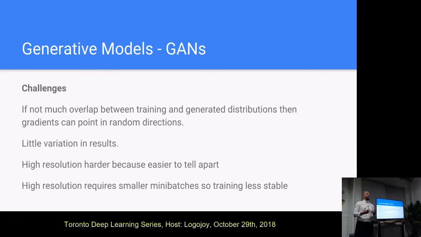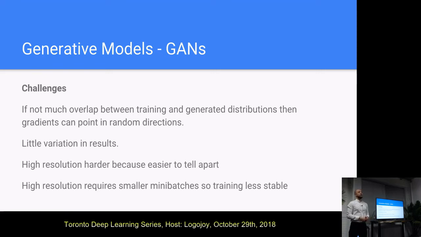The authors identify that there's 4 main challenges in GAN training. I've talked about this a bit, but it's a really important one. If there's not much overlap between the training and generated distributions, then gradients can point in random directions, which means that it's hard for the generator to learn. Second problem is that the generated results, when learning does happen, can often exhibit very little variation. In the literature, this is called mode collapse, and it's another open problem. In GAN research, it's even an open problem to figure out when it actually happens.